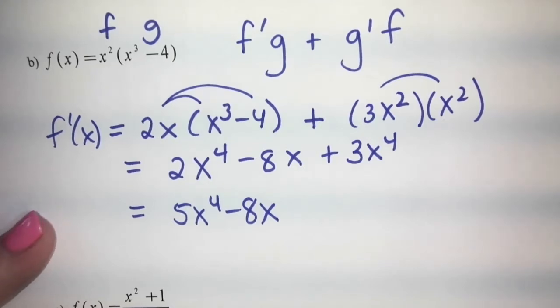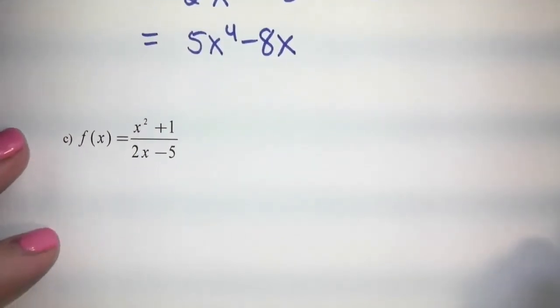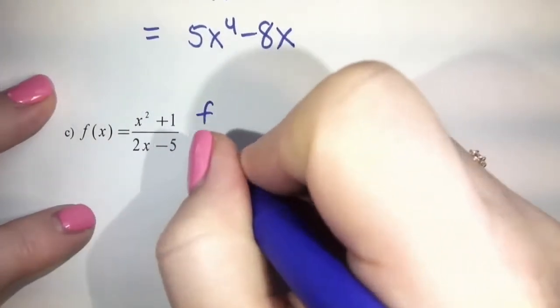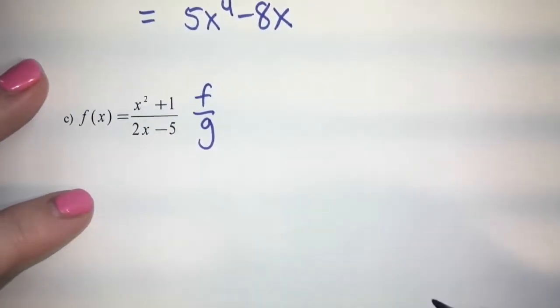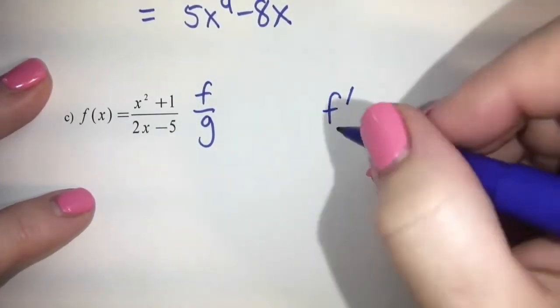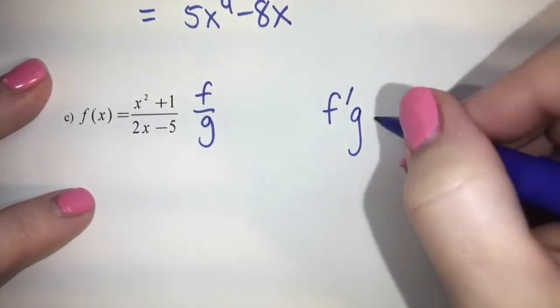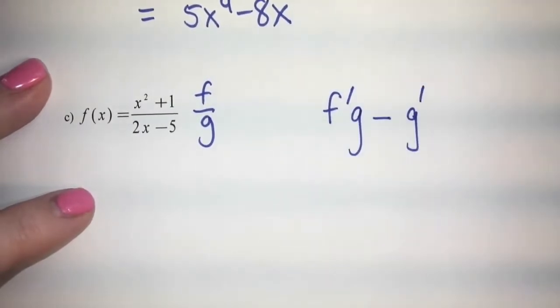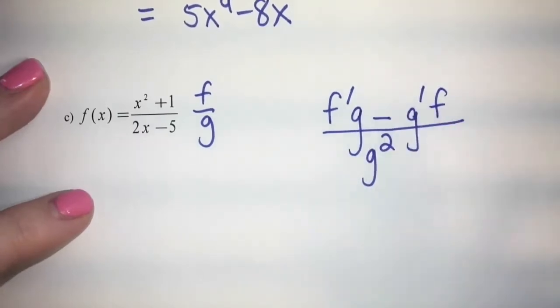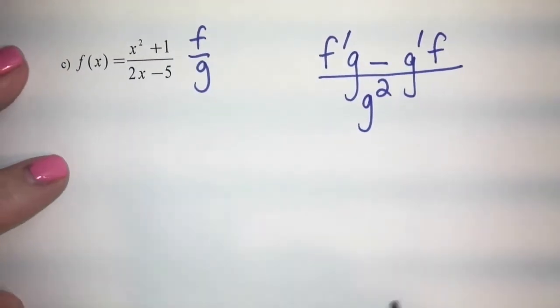Okay, the next one, part C, we've got x squared plus 1 on the top over 2x minus 5. So this is a quotient rule. So we have an f over g here. And so our derivative is derivative of the top, f prime, times the bottom, g, minus derivative of the bottom, g prime, times f, all over the bottom squared. And that's our quotient rule.